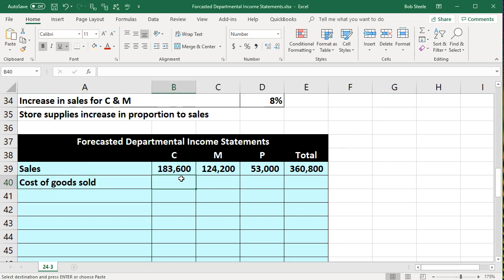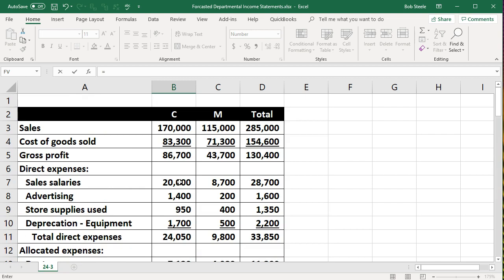Now the cost of goods sold should change in proportion to the sales, you would think, because we're going to have the same gross profit margin. So it too, you would think, would increase by 8%. Even though we have an 8% increase in sales, given that the profit margin is usually the same, you would expect cost of goods sold to go up at the same rate. So that's what the assumption will be.